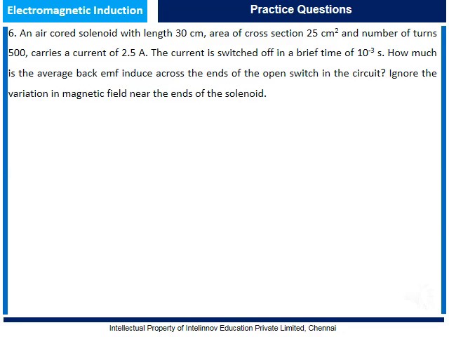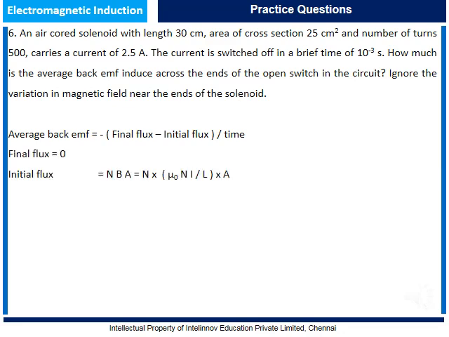The answer is, average back EMF can be given as the difference in the flux divided by time. That is, final flux minus initial flux divided by time. We know final flux is 0 because the current is switched off, and initial flux is given by the formula NBA. So the initial flux is calculated as 6.54 × 10^-3 Weber. On substituting this value into the average back EMF formula, we get average back EMF equal to 6.54 volt.